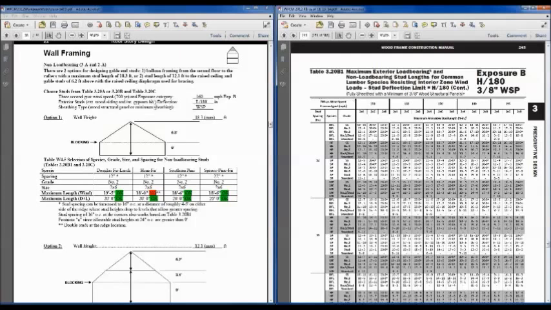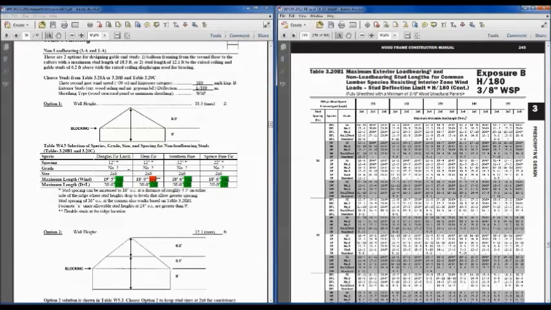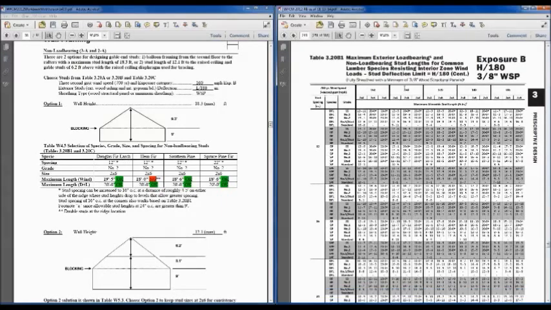Let's get back to the selection tables now, because we're going to run out of time if I don't do that. So I'm going to size these balloon frame studs up to 18 feet. So let's see if I can do that. We've got 160 mile/hour wind loads. Again, make sure you're in exposure B tables.